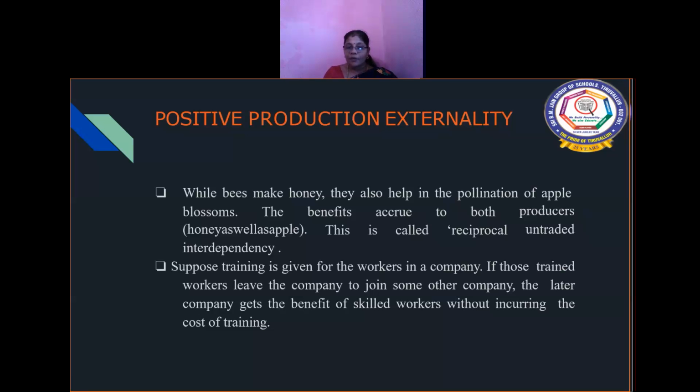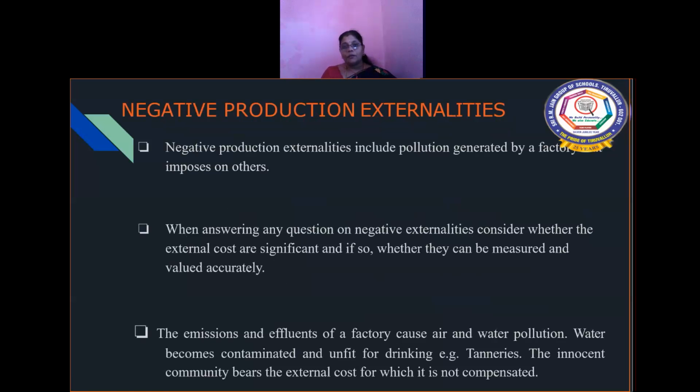If you take the emissions and effluents of a factory, the cost comes under negative production externalities. When answering any question on negative externalities, consider whether the external costs are significant, and if so, whether they can be measured and valued accurately. Negative production externalities include pollution a factory imposes on others. The emissions and effluents of a factory cause air pollution, and water becomes contaminated and unfit for drinking. For example, we can take tanneries. The community bears the external cost for which it is not compensated.